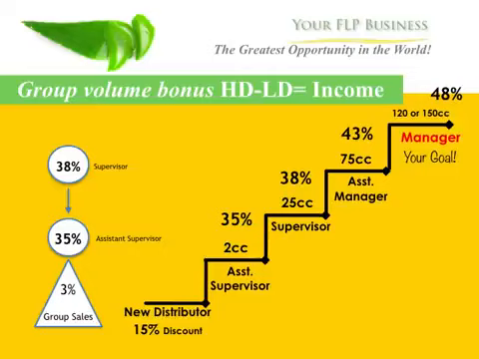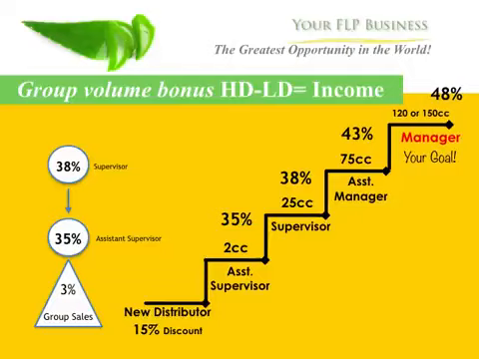We will now use the formula higher discount minus lower discount. So that's 38%, which is your discount, minus 35% from the assistant supervisor team member. Therefore, you will be paid 3% out of the group sales from this team member of yours. So that is your income. All right. Now, of course, the higher your position, the higher your discount, and the bigger the difference or the group volume bonus Forever will pay you.